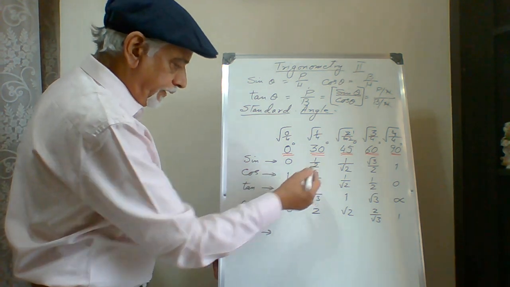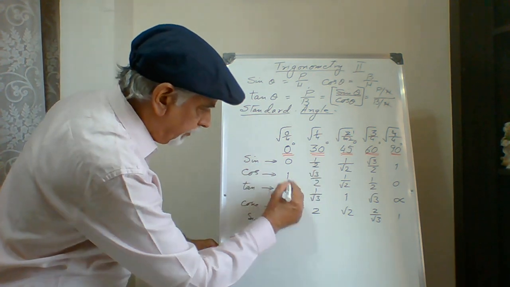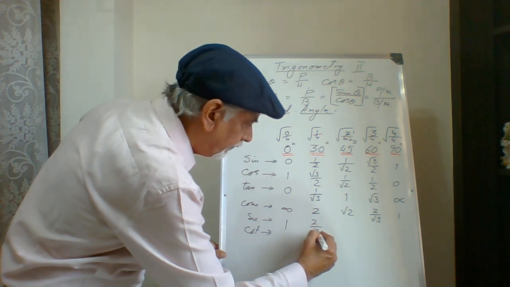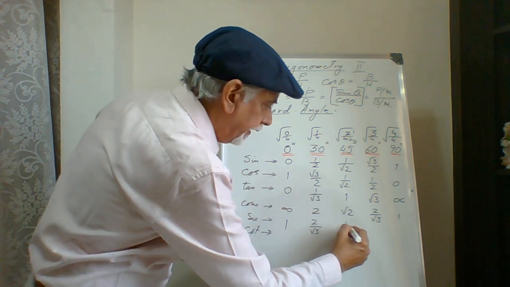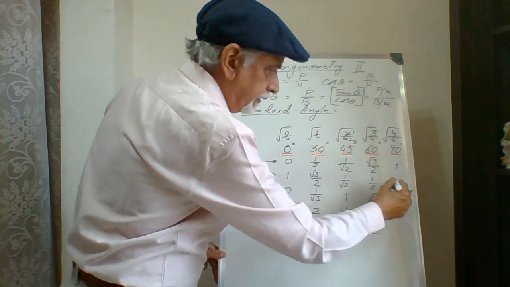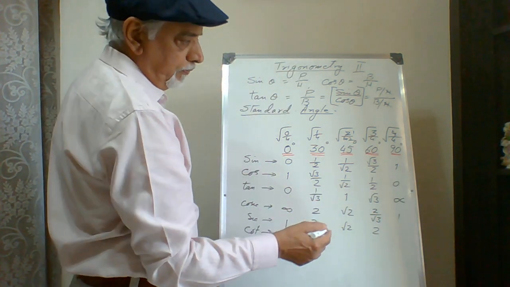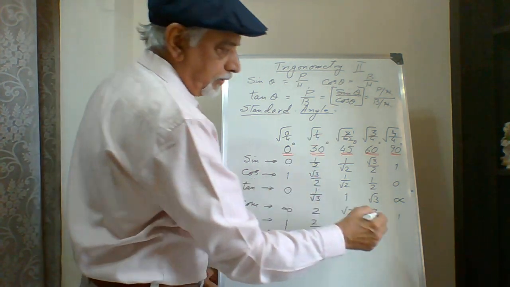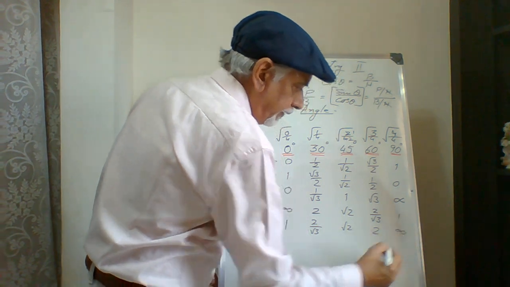Similarly, for the cos line, you invert the values. 1 by 1 is 1. This is 2 by root 3. This is root 2 again. And this is 2. And this 0 will become what? 1 over 0. 1 over 0 is again infinity.